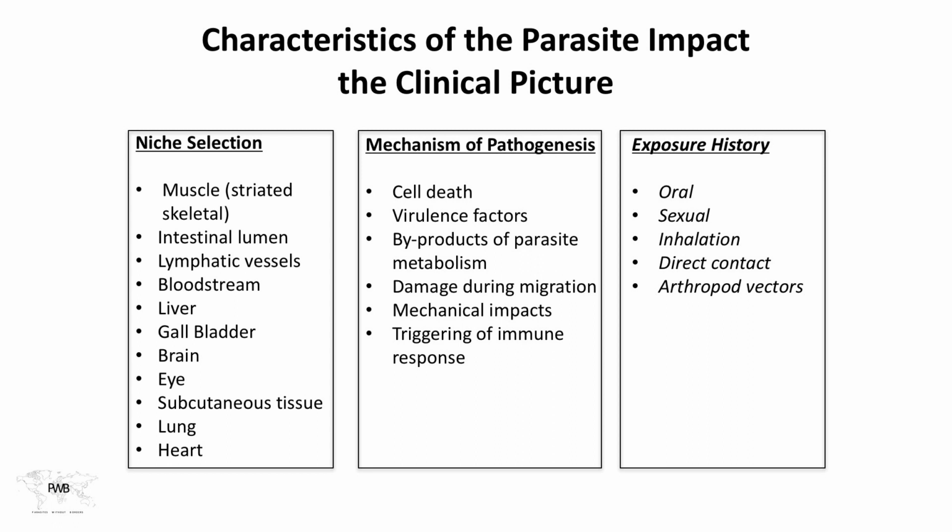And then the exposure history. Different ways that parasites might infect us will impact the context in which we see these different infections. So has the person been putting something in their mouth maybe that has pathogens? Has there been sexual contacts that we need to know about? Have they been breathing? If people would just stop eating and breathing. But have they potentially brought something in through the pulmonary route? Or is it direct contact? And then finally, the ubiquitous arthropod vectors.